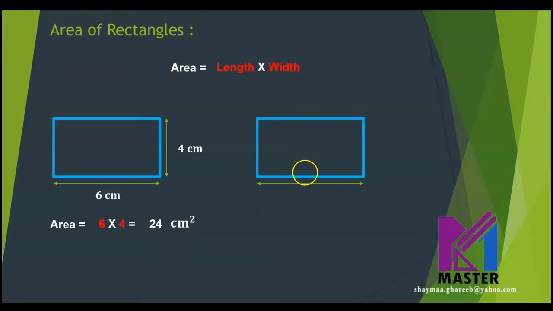One more rectangle. The length here is 8 meters and the width is 6 meters. So in order to calculate the area, I will multiply the length by the width. So 8 times 6 equals 48. What about the unit? The unit must be square unit. In this rectangle, it's in meters, so it will be meter squared. Is this clear?